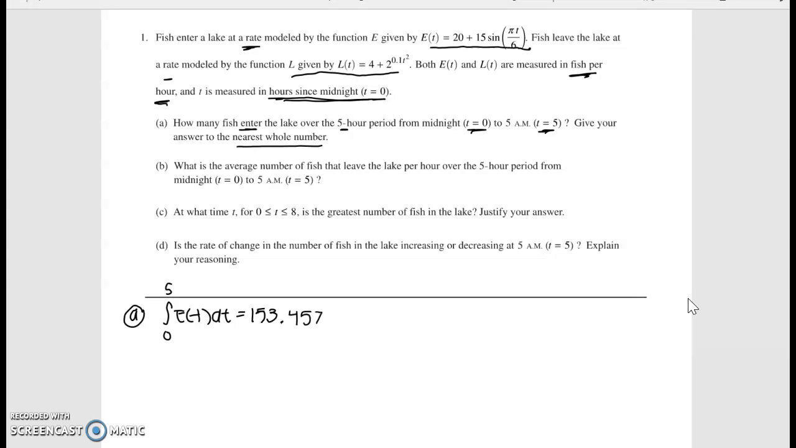153.457... But if we want to round to the nearest whole number, we're going to get 153 fish. So that is letter A, and that would be worth 2 points. A point for your integral, a point for your answer.